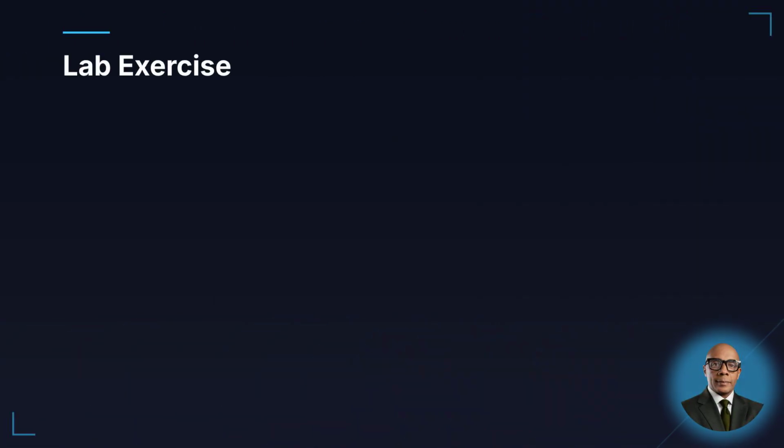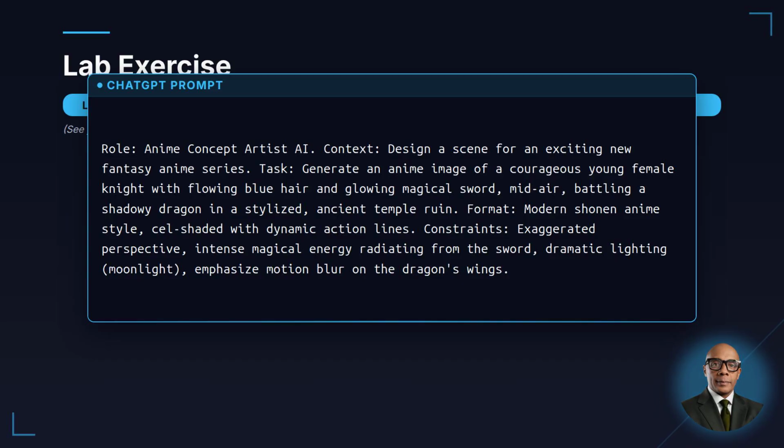Alright, grab your magical swords and let's dive into the exhilarating world of anime. For this prompt, our role is an anime concept artist AI, immediately setting the creative stage for a stylistic output. The context of a new fantasy anime series cues Gemini to think about compelling character design and epic settings. The task is where we sketch out our hero and her dramatic battle. A young female knight, blue hair, glowing sword, mid-air, fighting a shadowy dragon in temple ruins. That's a whole lot of awesome.